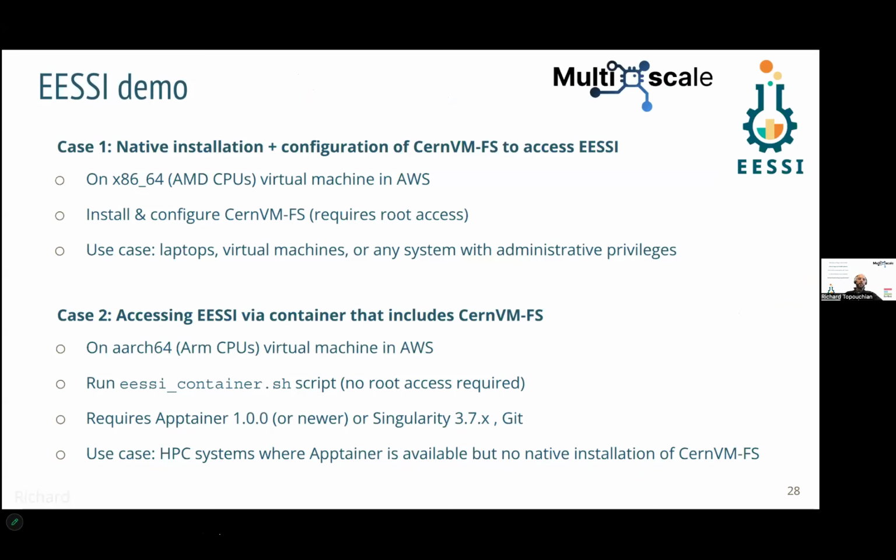Now we will run a live demo. On the first run, we will be using a fresh VM on AWS with an AMD CPU. There we will be installing CVMFS, which requires root access, and applying the steps mentioned earlier. This can be used on laptops, virtual machines, or any system with administrative privileges. After that, we will come to another scenario where no administrative privileges are required.